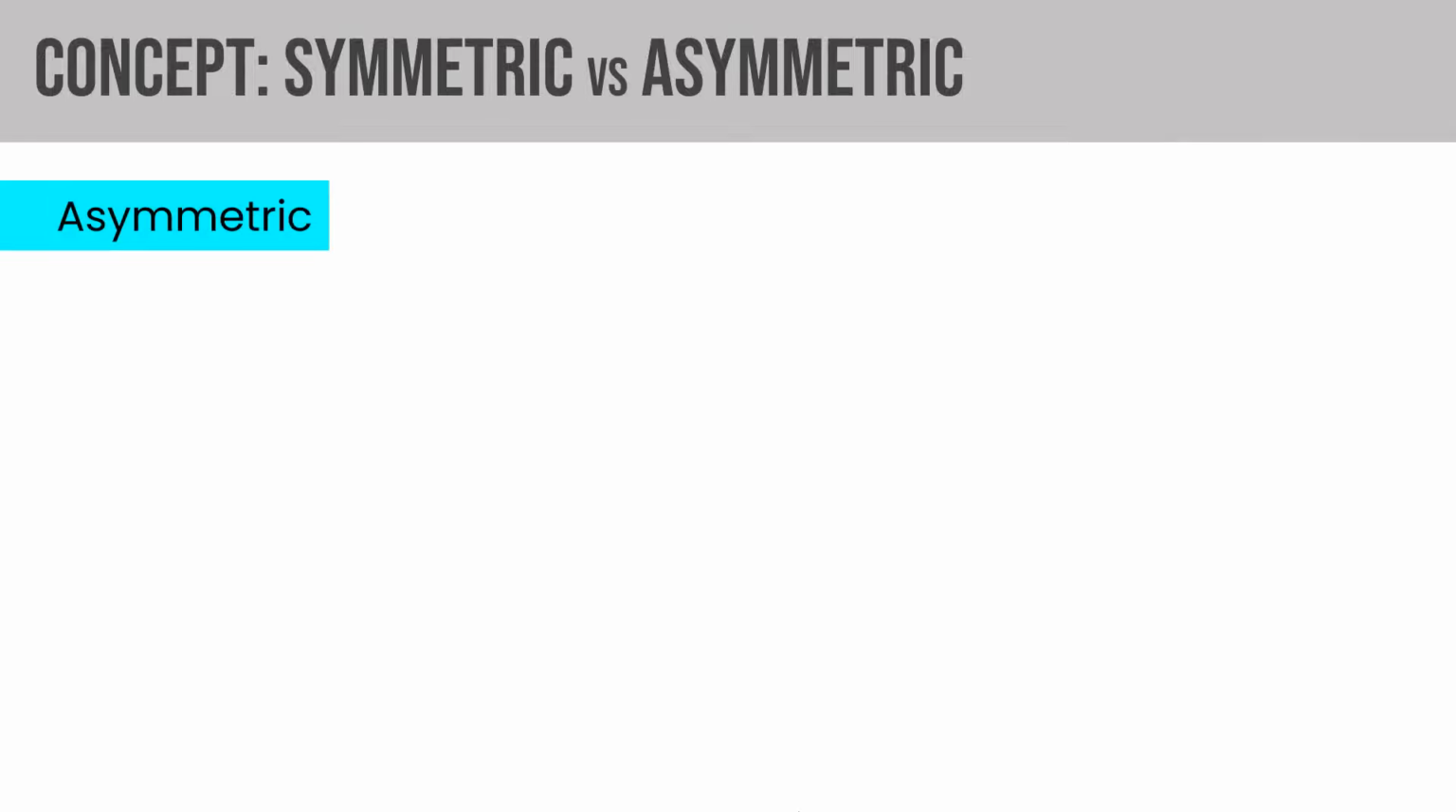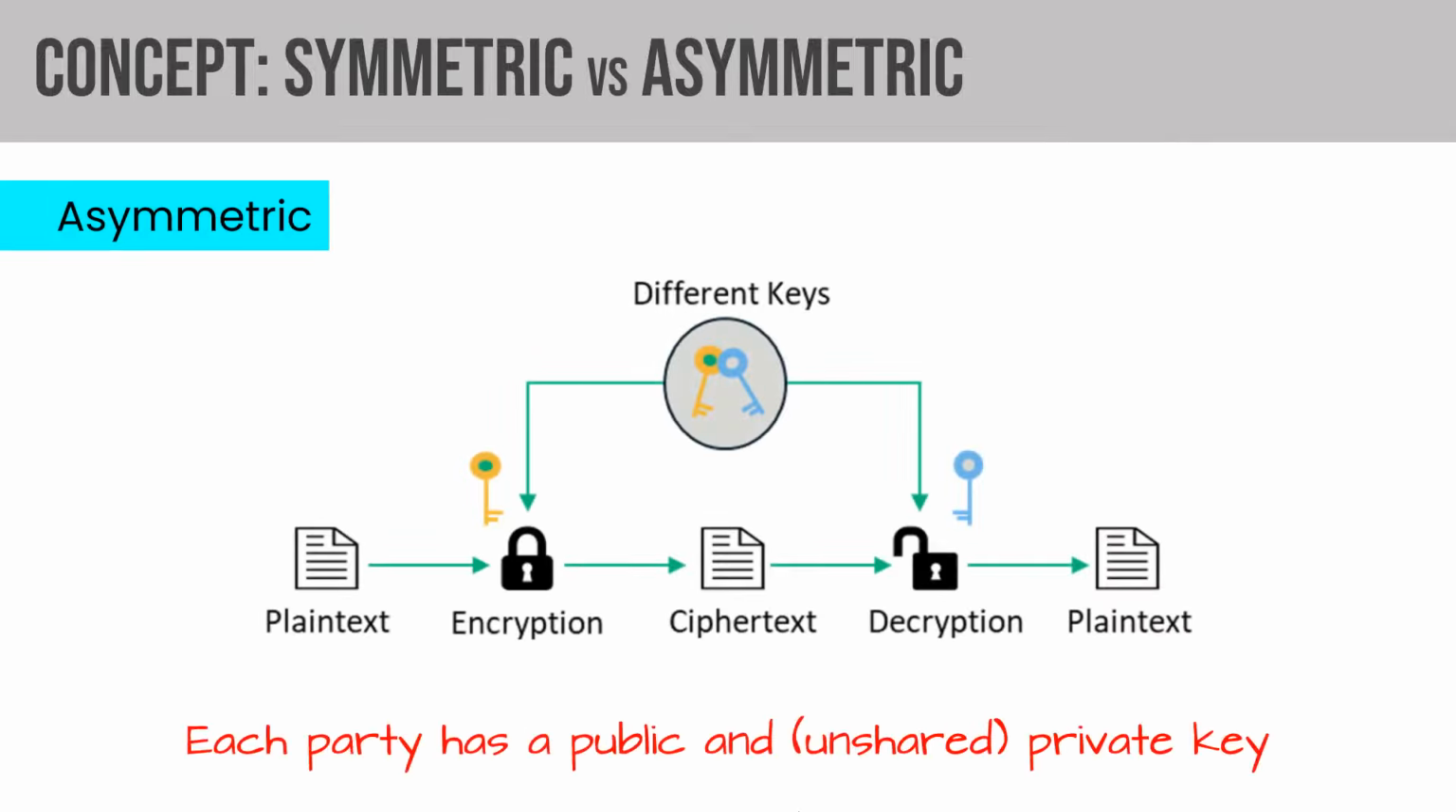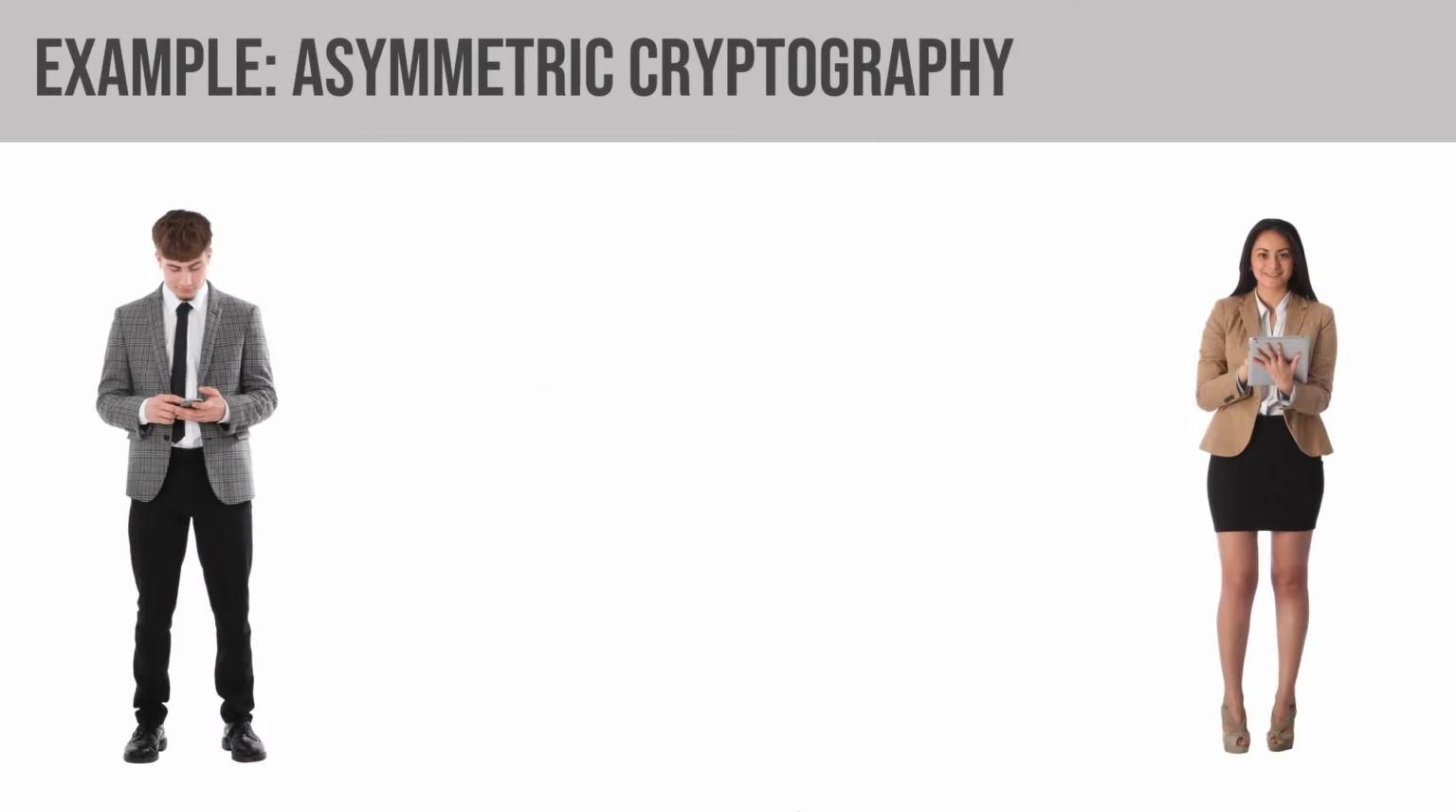Asymmetric encryption, on the other hand, involves the sender and recipient, each party in the conversation, having their own public and private keys. That private key they don't share with any other user. Let's actually walk through an asymmetric encryption conversation. So we have Franco on the left and Maria on the right.